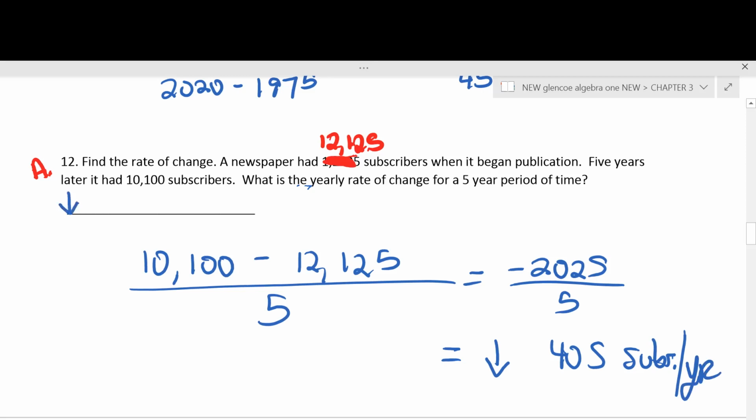And why did it go down? Lots of different reasons. People aren't reading it. People are reading it online. People get the news on their phone.